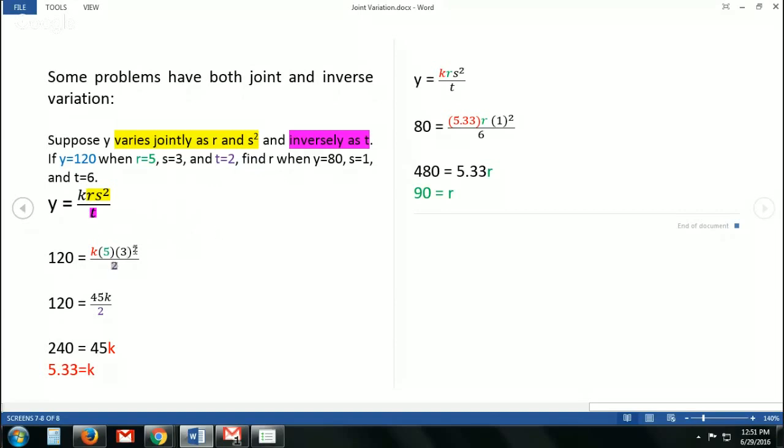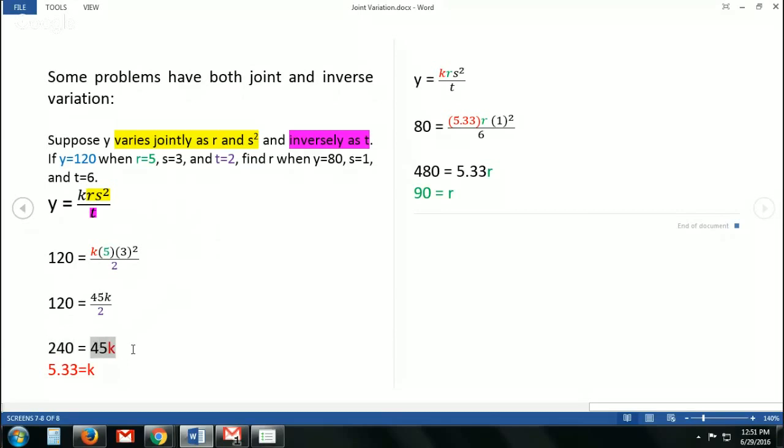3, if you square it, makes 9. 9 times 5 makes 45. So I have 45k on the top, all of that over 2. Let's multiply both sides of this equation by 2 to eliminate the fraction. 2 times 120 gives me 240, and it eliminates the fraction on the right-hand side. Now we just have 45k on the right-hand side.